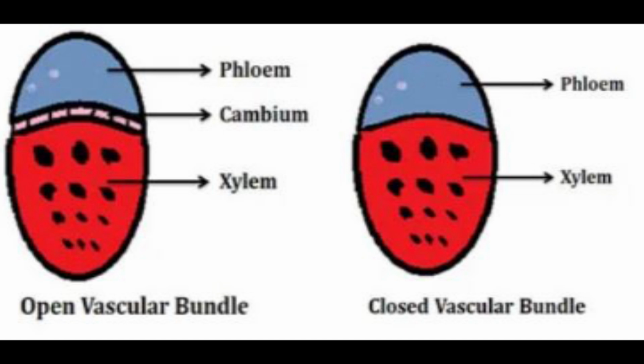Closed bundles: all procambium is consumed during formation. They lack cambium and cannot undergo secondary growth. Open bundles contain cambium and increase in size over time through the production of secondary xylem and phloem.